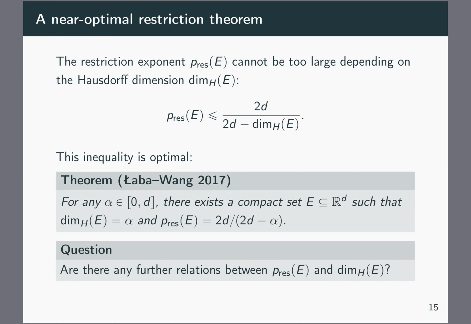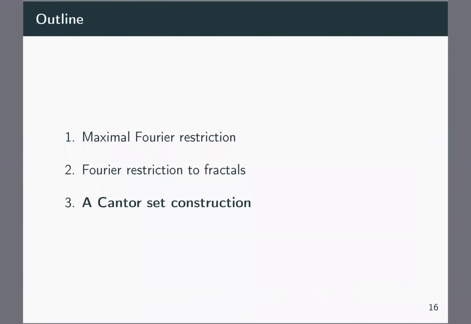So the question left open by this is really, are there any further relationships between p_res of E and the Hausdorff dimension of E? We've seen this inequality now, but is there an inequality in the other direction, or are there any other numerical restrictions between those two quantities? So that's really the purpose of this talk, to answer this question. And this is why our own Cantor set construction will come in.